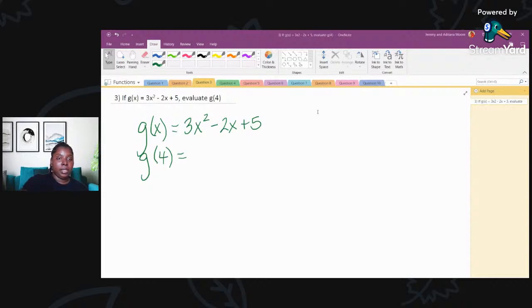So remember, in place of x, we're going to use 4. So every time you see that x, we're going to replace it with 4. So put your answer in the comments so I can see what you guys are getting.